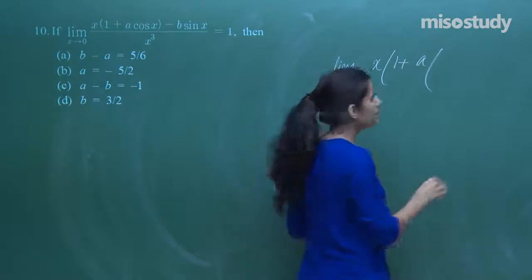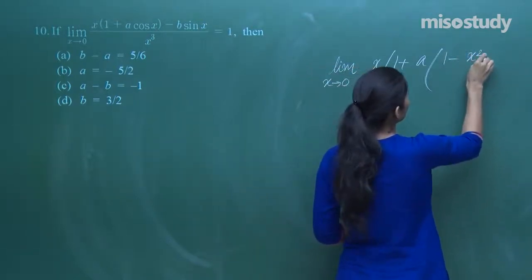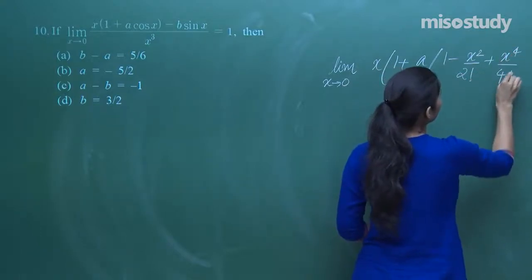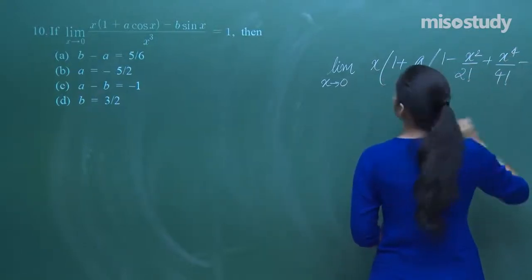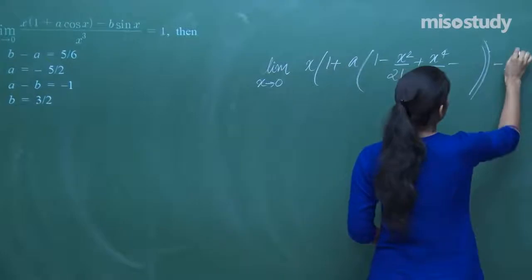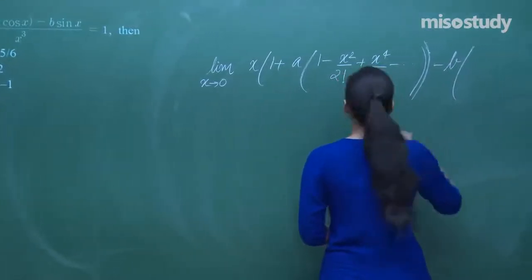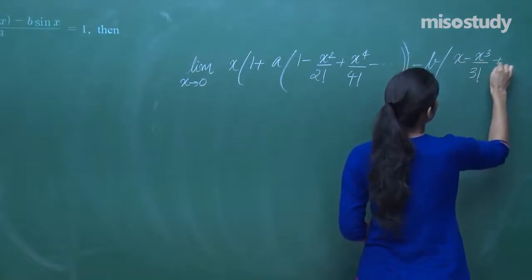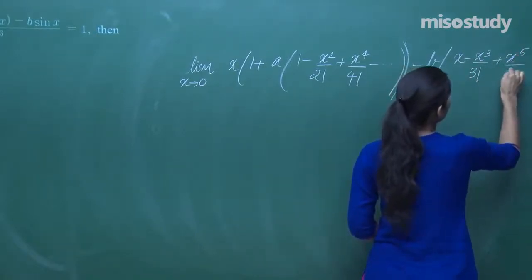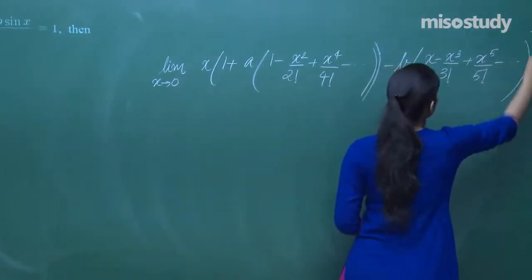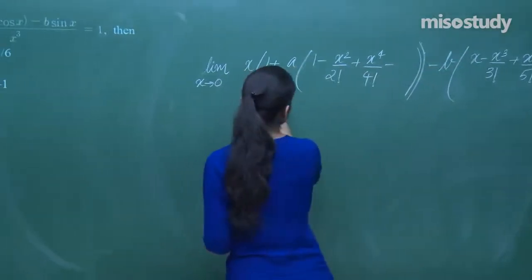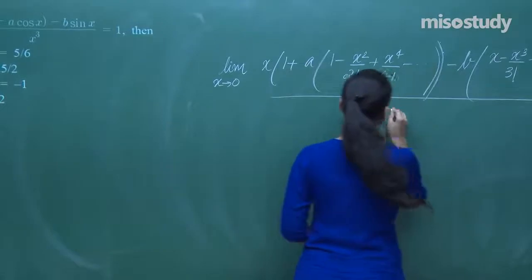Now cos x can be written as 1 minus x square by 2 factorial plus x to the power 4 by 4 factorial and so on, minus b sine x, which is x minus x cube by 3 factorial plus x to the power 5 by 5 factorial and so on. Fine, whole upon x cube.